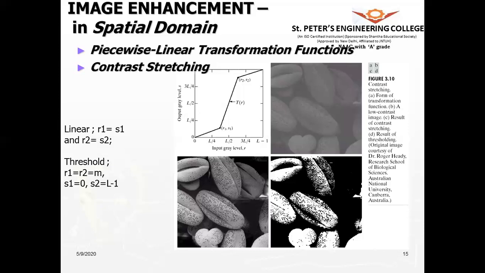Now here is an image. Image A is a low contrast image, and we are performing contrast stretching here. This is the image obtained by contrast stretching using this region, and this is obtained by using thresholding. So we can see the image is more presentable.